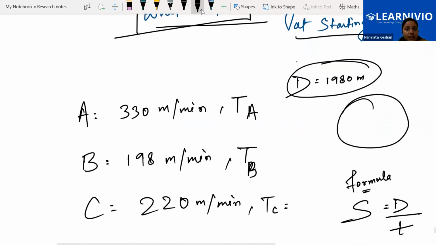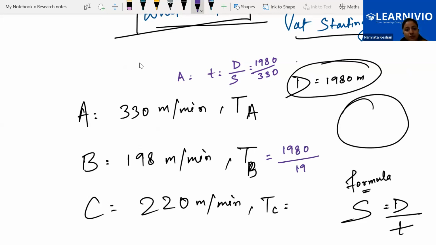So first we will be finding the time. How much time A is taking to complete one revolution. Okay, time will be from the same formula. Time will be distance by speed. Distance is 1980. Speed is 330 for A. Getting it, Arya? Yes, ma'am. Similarly, we will be finding the time for B, 1980, distance by speed, 198. This is the time for B.